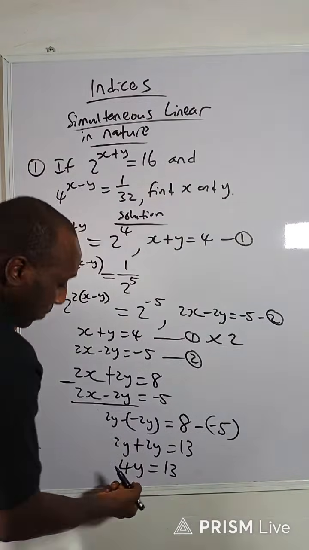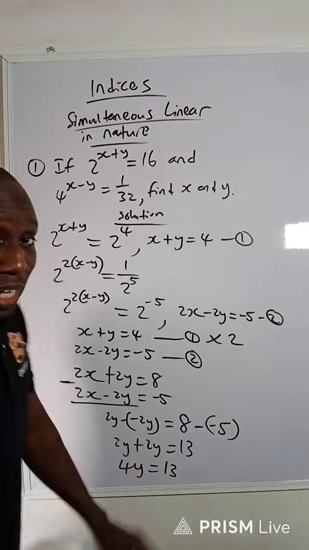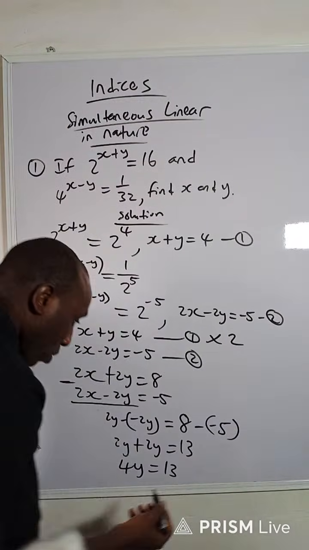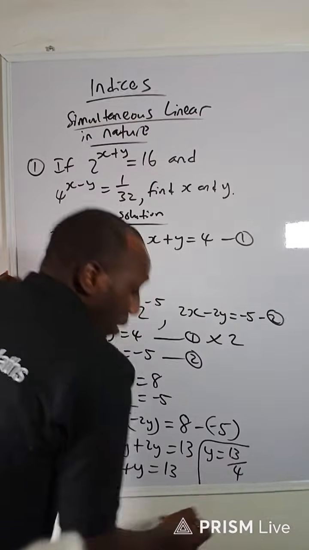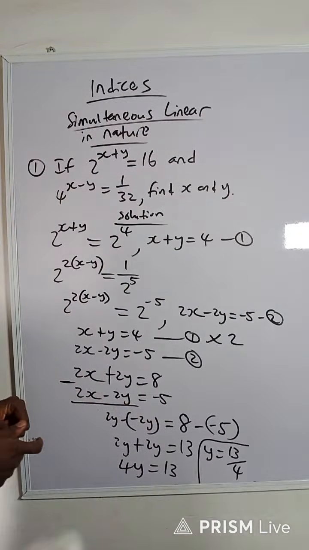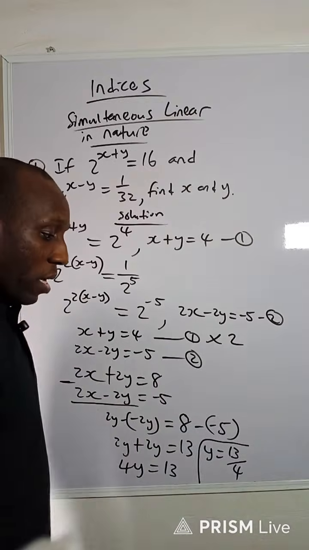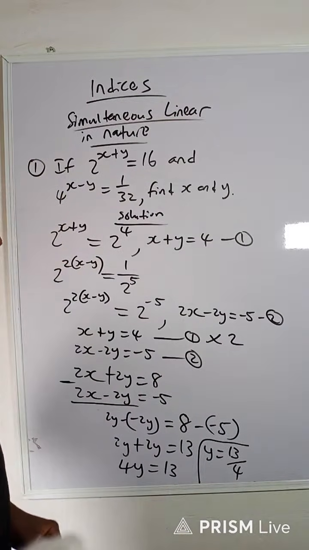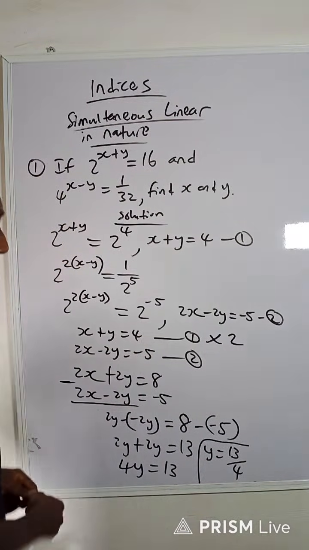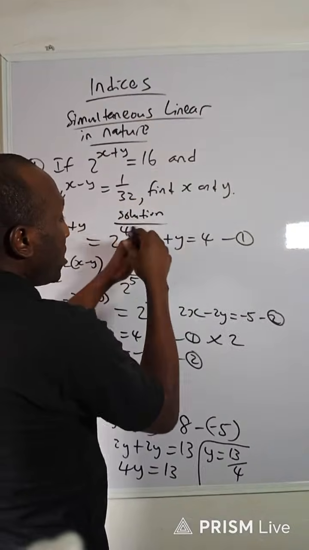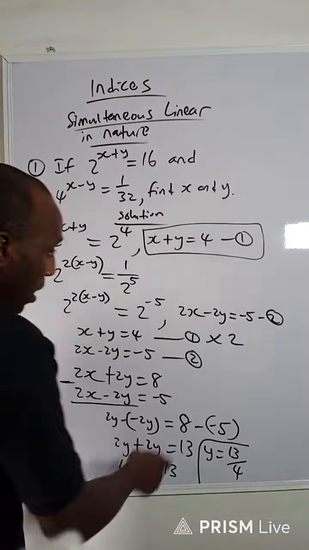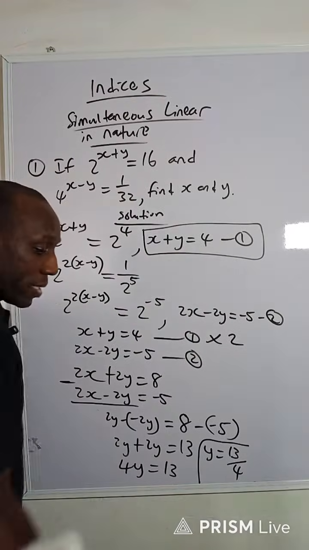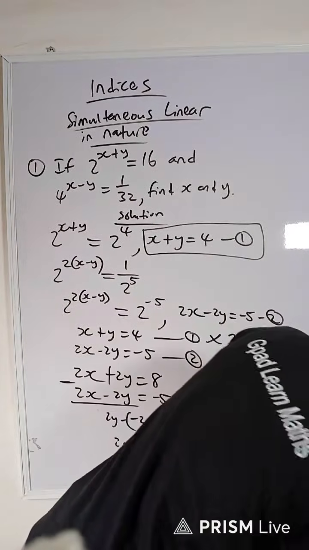And if I want to get the value of y, I'll divide both sides by 4. So y is equal to what? 13 over 4. Yes, I've gotten the value of y. So y is 13 over 4. We can decide to get the value of x. You can use this equation 1 to get the value of x because we know what y is. y is 13 over 4. Are you with me? Okay.